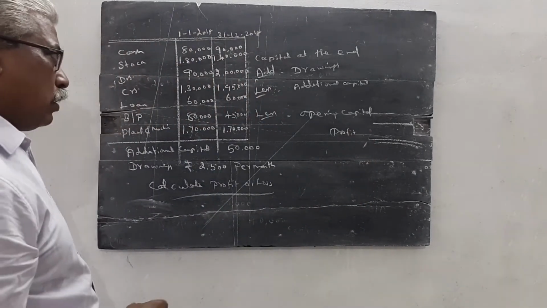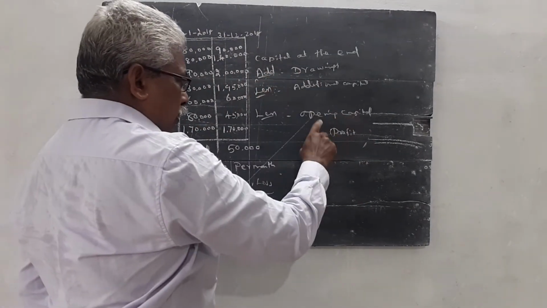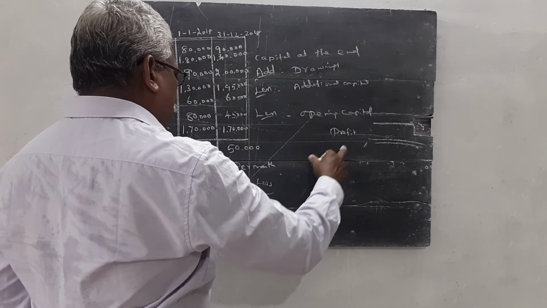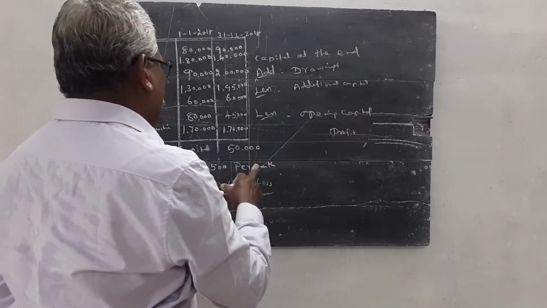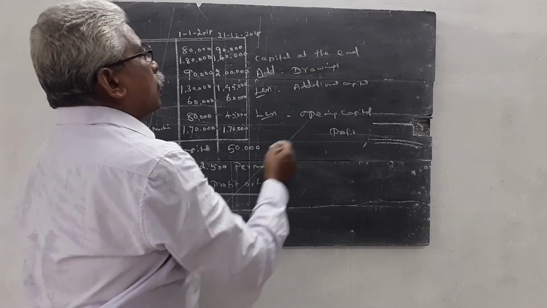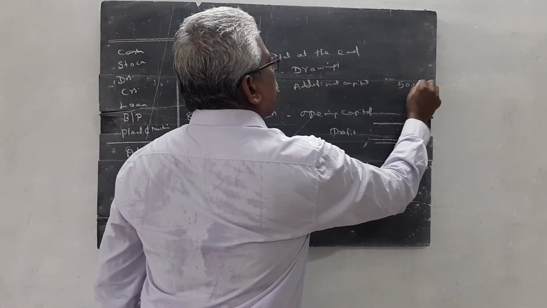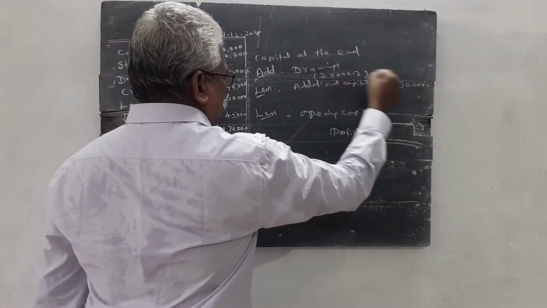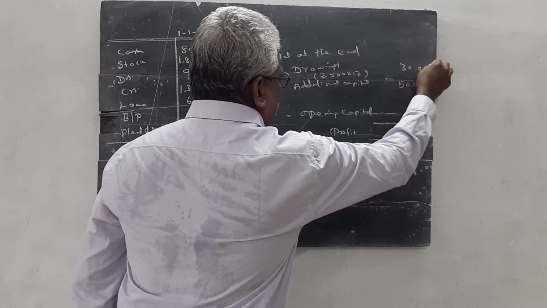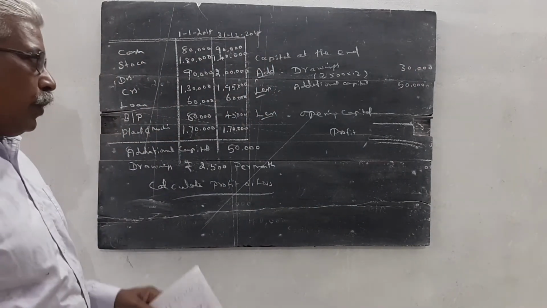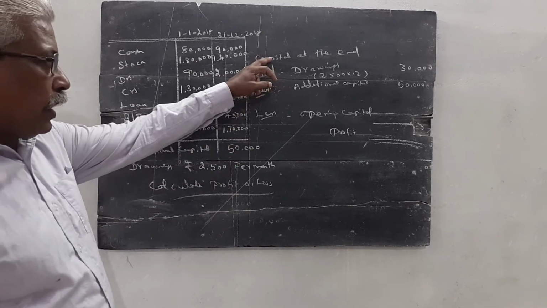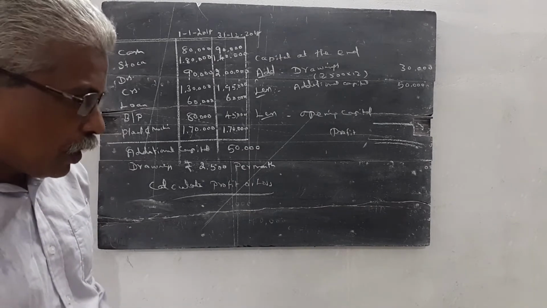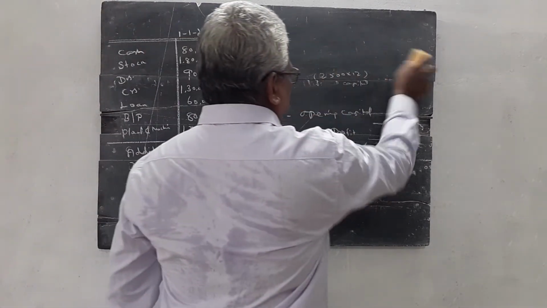But in this question, capital at the end as well as capital at the beginning or opening capital, both the capital is not given. Drawings and additional capital, only these two pieces of information are given. Additional capital rupees 50,000. Then drawing is equal to 2,500 into 12 is equal to 30,000. So we have to calculate capital at the end as well as capital at the beginning. So we need two capitals.